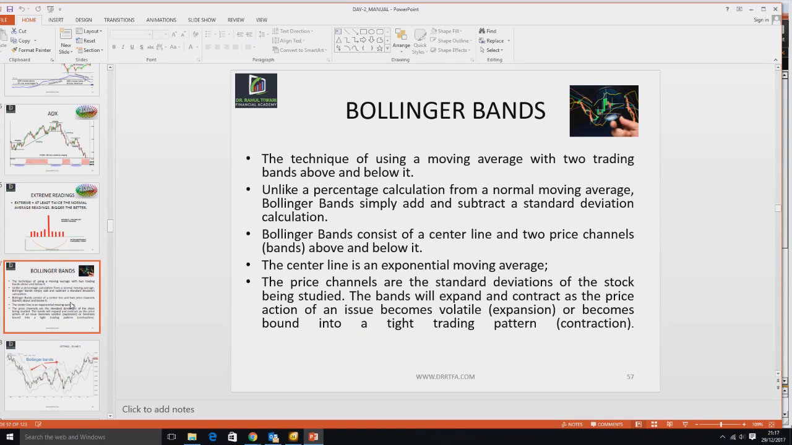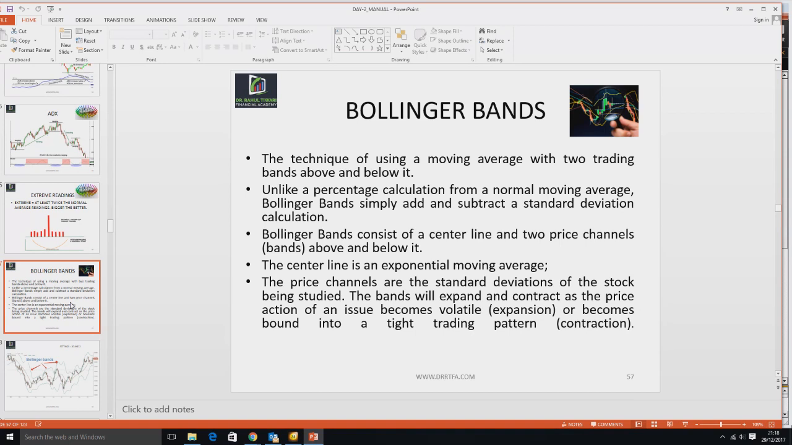So what happens in Bollinger Bands? Basically, it's a use of a moving average with two trending bands above and below it. And those two bands are calculated from the standard deviation of the moving average we are using, one standard deviation or two standard deviation. What is standard deviation? It's the deviation from the mean value. A particular number, how far it varies from its mean value, is characterized by the standard deviation.